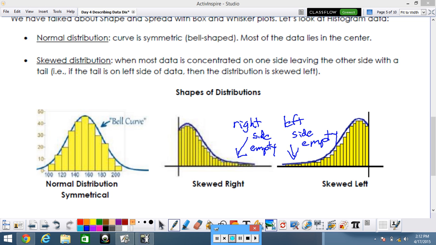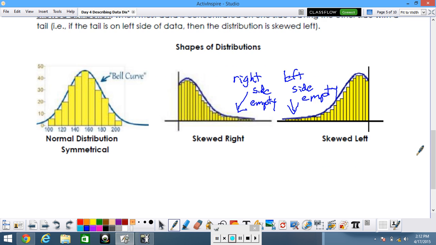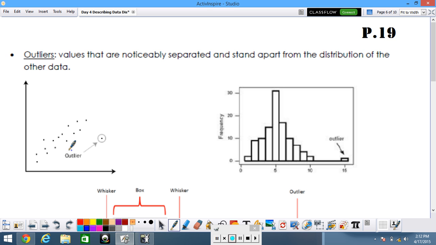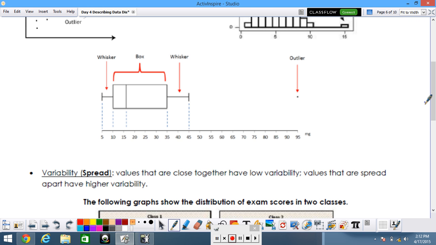Don't pack up. Okay, so if something is skewed right, the right side is empty. If something is skewed left, that means the left side is empty. So let's go take a look at some situations with outliers. When we look at a dot plot, it's really easy to see the outlier. It's out there. Same thing with a histogram. Same thing with a box and whisker plot.